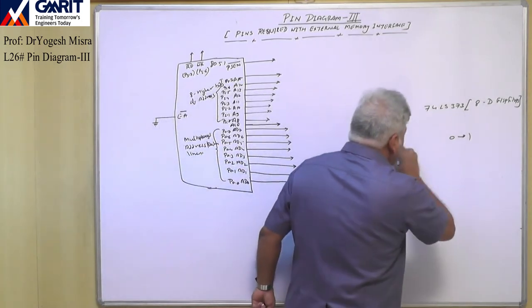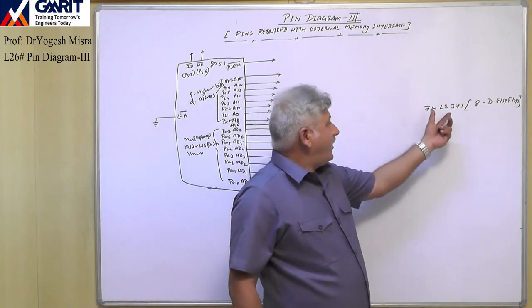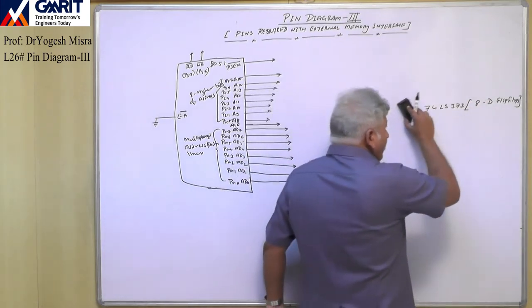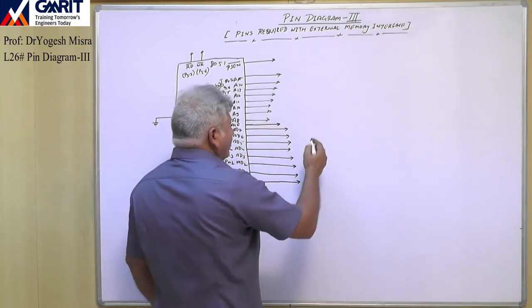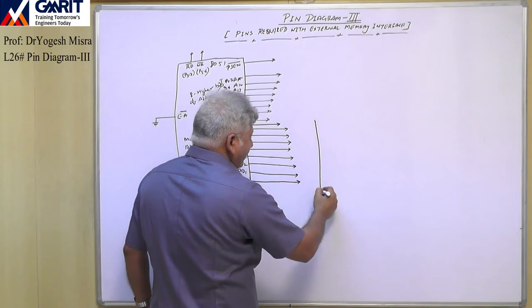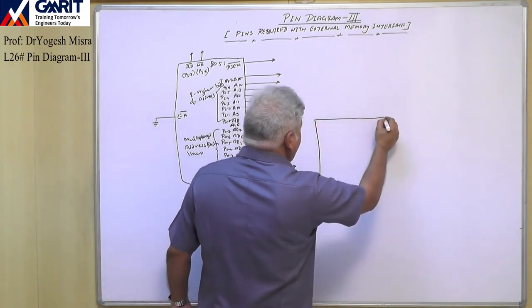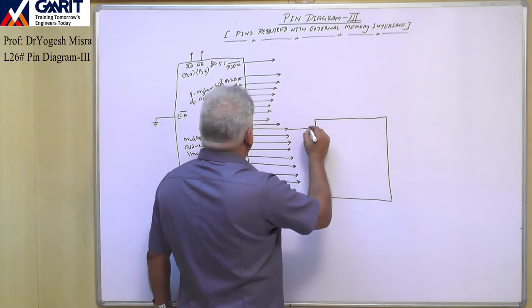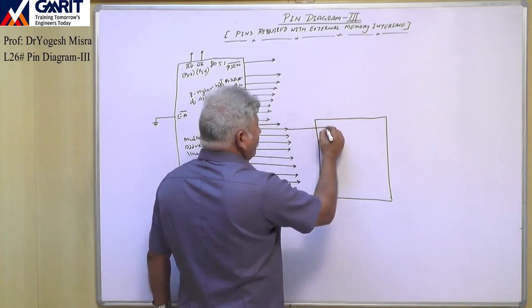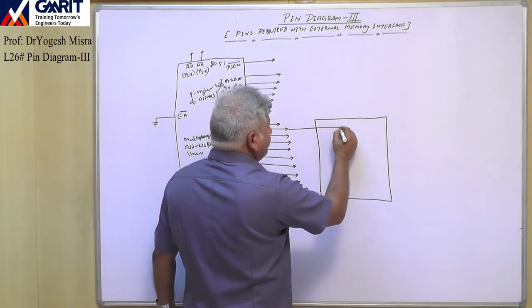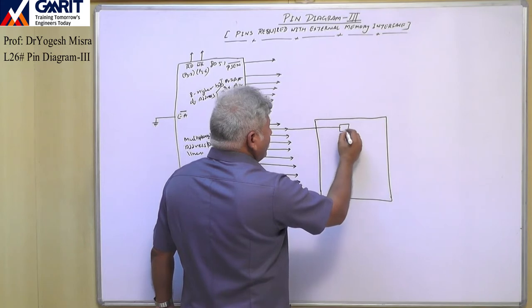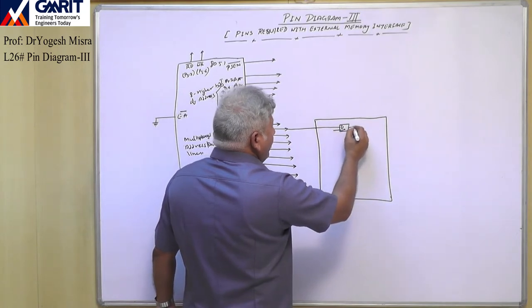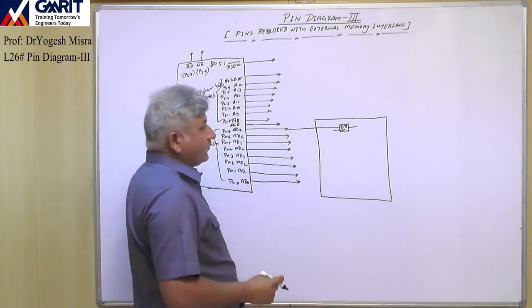So we have this type of D flip-flops in this IC 74LS373, and in this there are 8 D flip-flops. So the internal diagram of this IC is like this. This is D input, and here this is clock, and here output Q bar is taken.